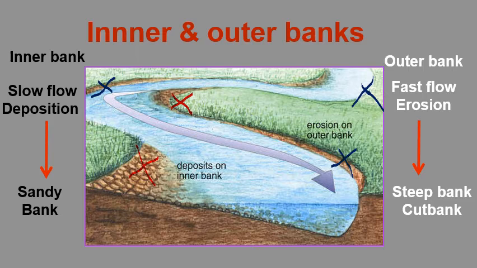Now, looking at the arrow over here that is showing the flow of the river, what this arrow is trying to show us is that the river flows quite quickly around the outer bank. And because it flows quickly with a lot of energy, it has the energy to erode the outer bank, creating a steep bank. Do you see over here how steep the bank is?